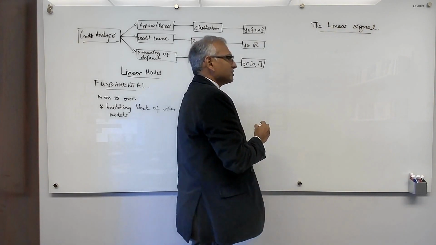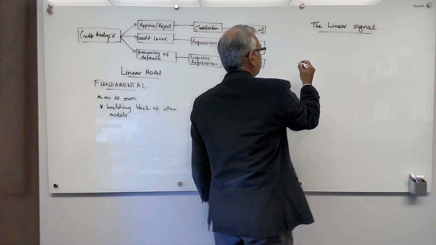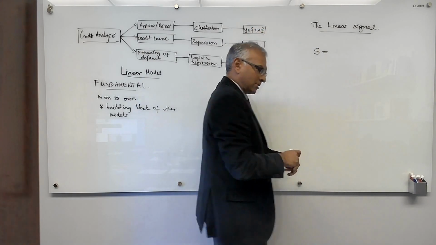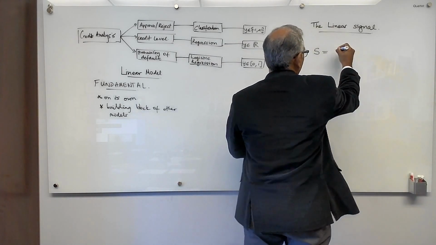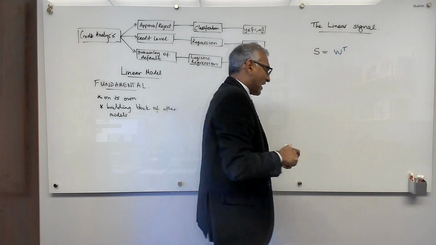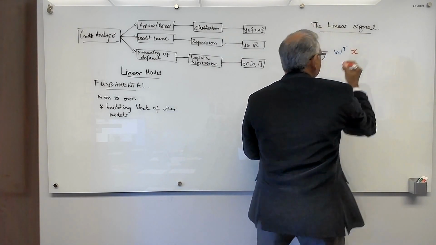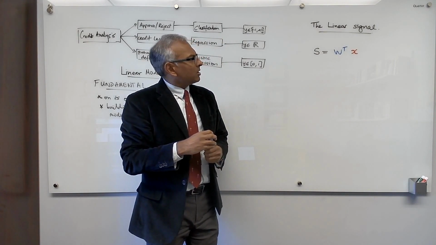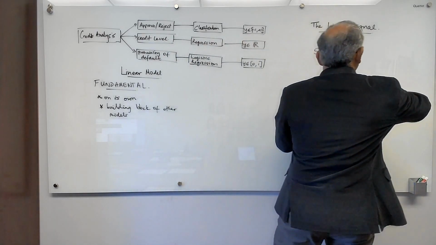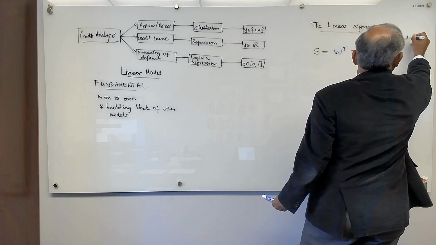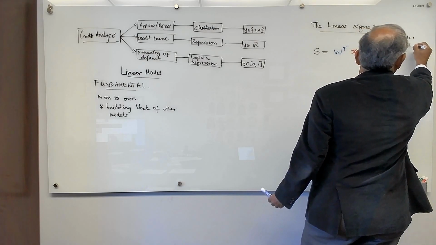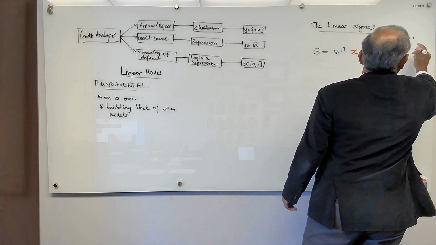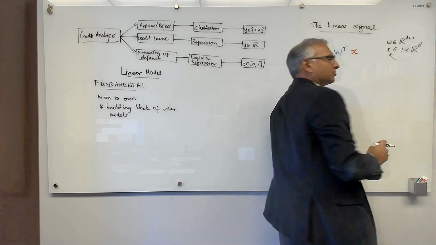Let me just state the linear signal, which we've already seen. Let me call it the signal S. You have a weight vector W, so we have S equals W transpose times X. This is the linear signal. Now, remember that both W and X belong to R to the D plus 1. W is in R to the D plus 1, and X is in R to the D plus 1. This is the augmented X. Technically speaking, it's in 1 times R to the D. So it's the augmented X.